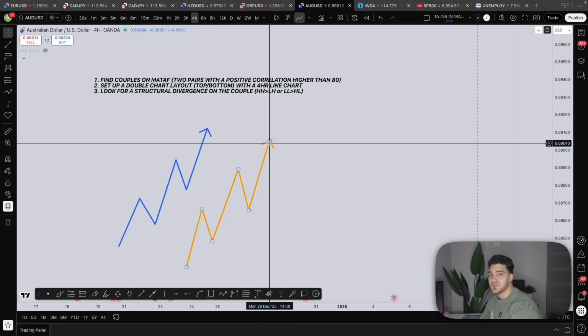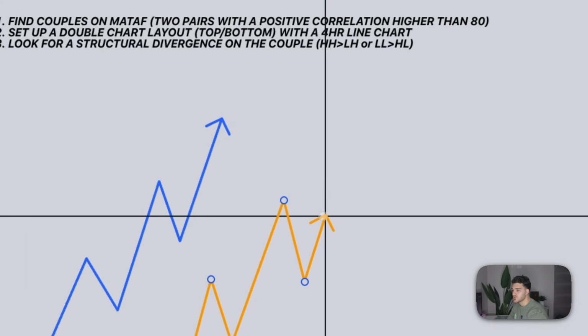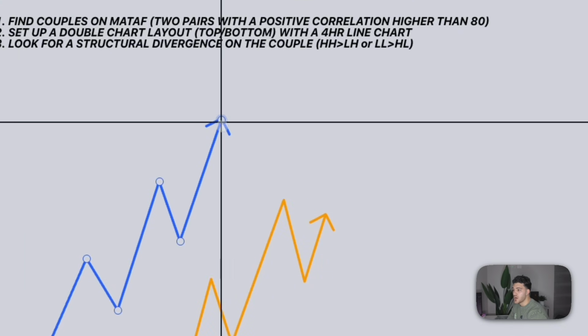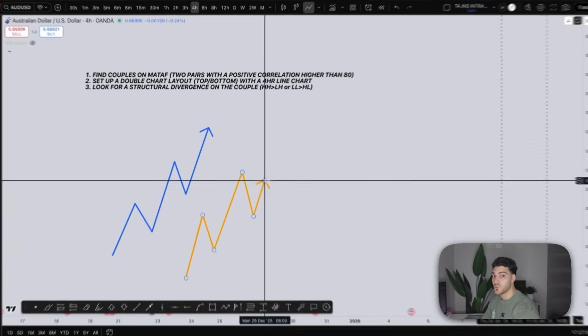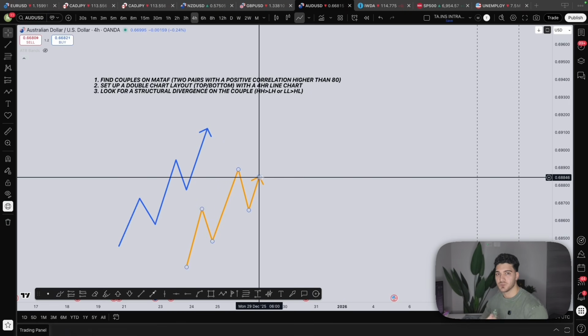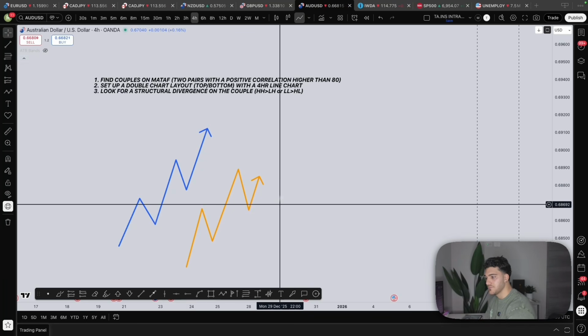But when something different happens, so when we see, for example, that on pair number 1 we have a higher high here, but in that case here we have a lower high, so when we have a divergence, we can start to trade. So we need to look for structural divergences. Let's find an example.